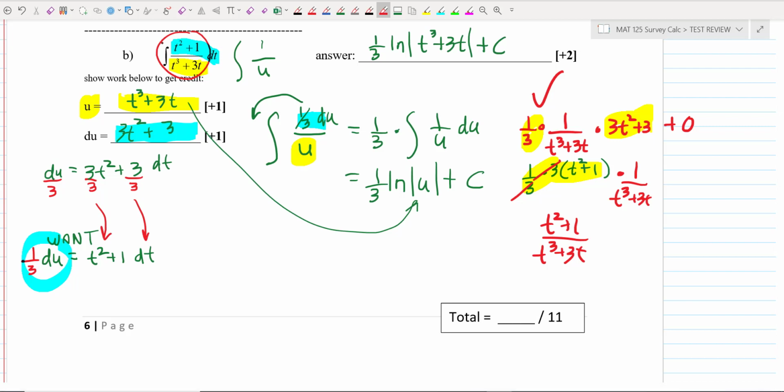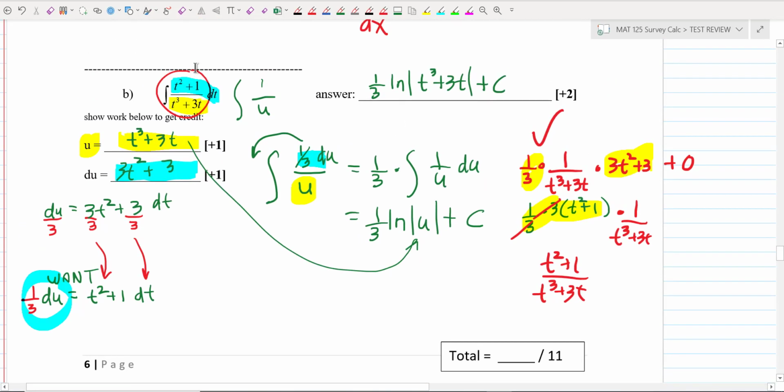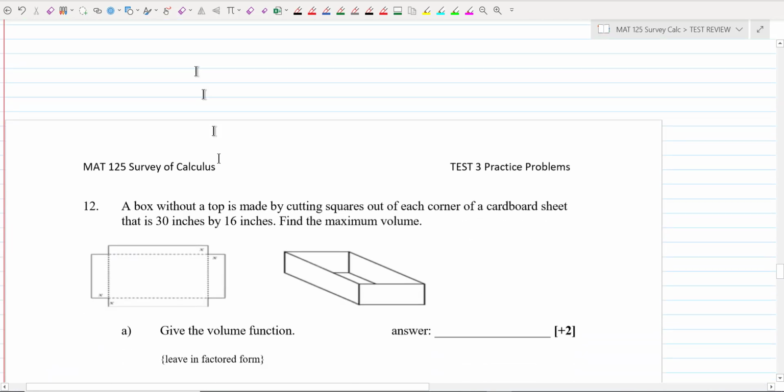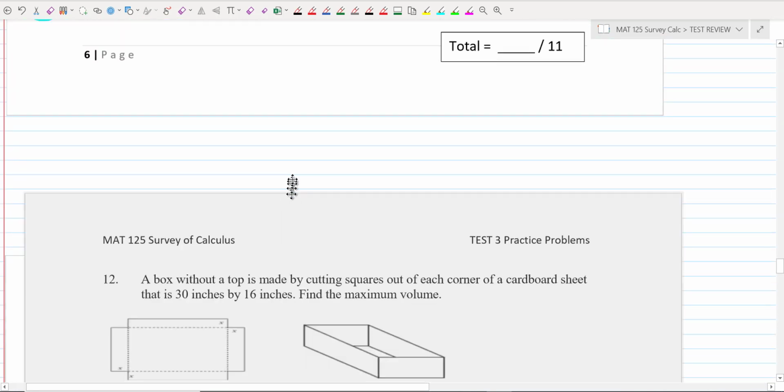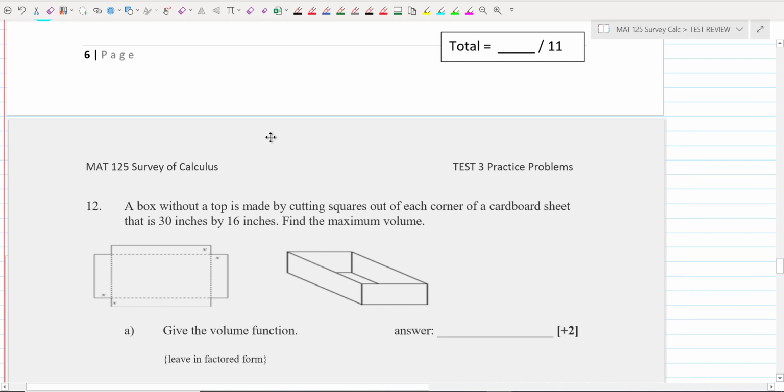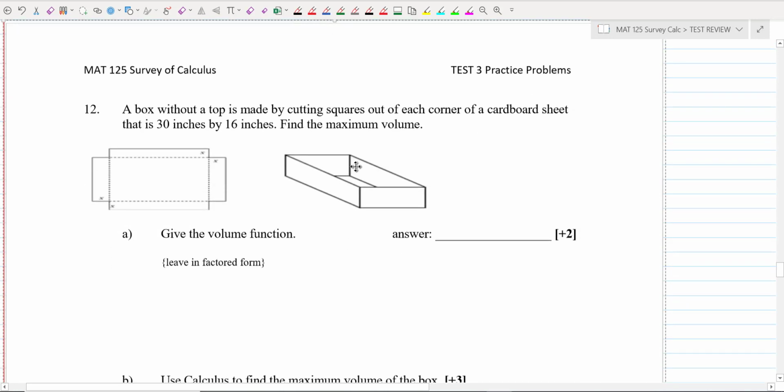All right, so that'll kind of wrap up a good review of antiderivatives, indefinite integrals, and some u substitution. Okay, moving to the next thing, I'm going to look at a couple of application problems. We learned a little bit about optimization, so let's go over this optimization problem, which we looked at in class.